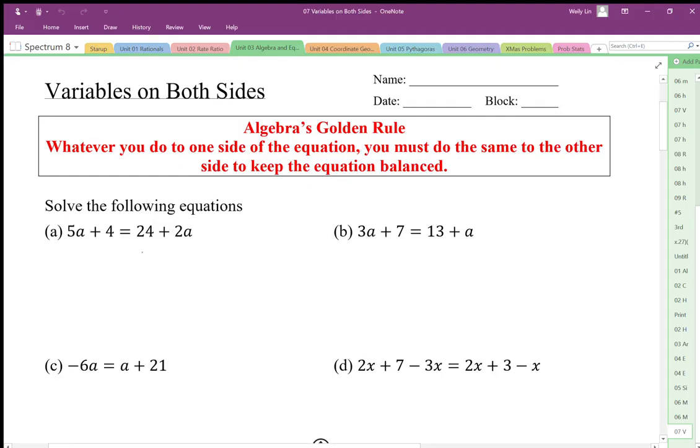But what we want to do is make sure we get all the variable parts on one side, all the numbers on the other side. So what I'm going to do here is undo the plus 4 with the minus 4 on both sides. I'm going to undo the plus 2a with the minus 2a. So I can subtract variables and create 0 pairs. Just have to make sure I keep my balance.